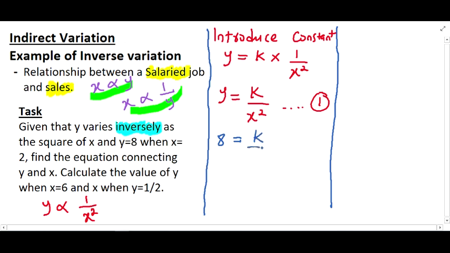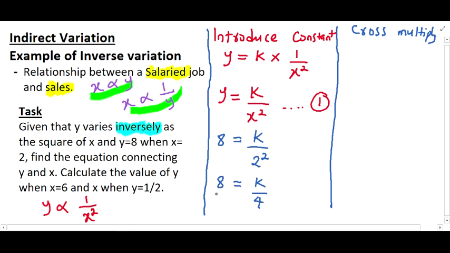We don't know what k is, and x is what? x is 2. So 2 raised to the power 2 because it's squared. Now I hope you know where this 2 is coming from. It's coming from this general equation. So 8 equal to k over 4. Whenever you have a fraction in an algebraic expression, you cross multiply. I think I explained that in my video. So if we cross multiply here, this number multiplies this and this multiplies this.